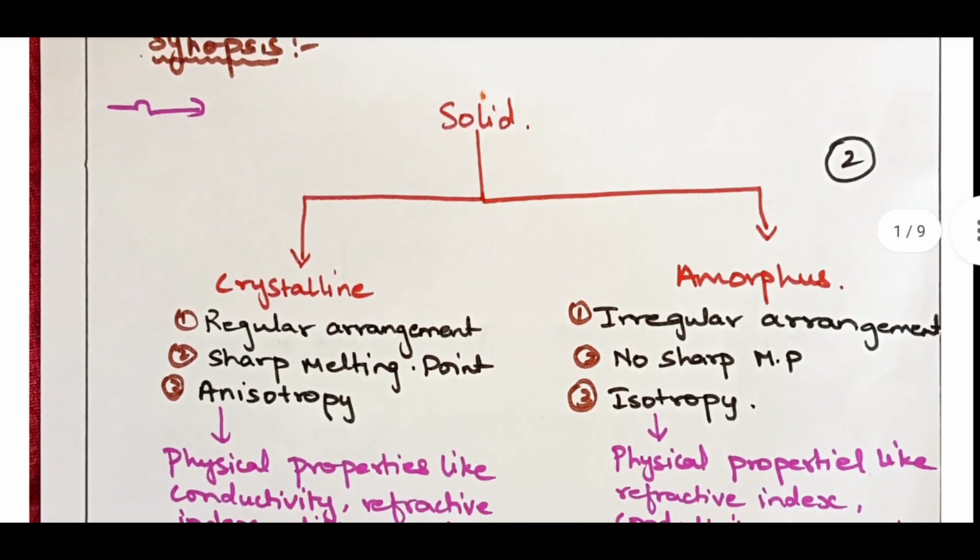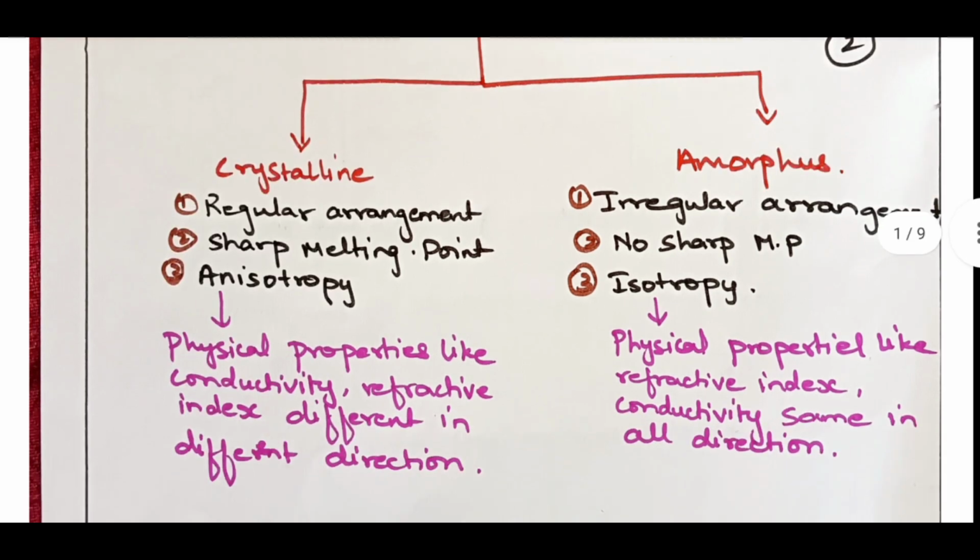So we have solids. Solids are classified into 2 types: one is crystalline and another is amorphous. Under crystalline, we have the properties listed here: regular arrangement, sharp melting point, and it is anisotropic. What do you mean by anisotropy? The physical properties like conductivity and refractive index remain different in different directions.